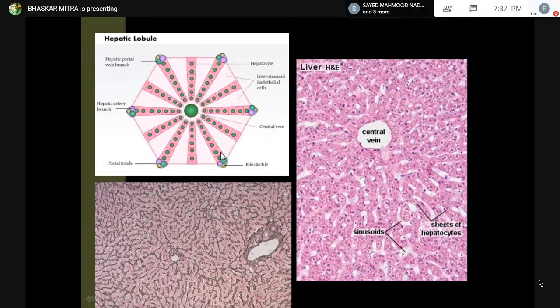Now, to objectively prove that there is a disturbance in the architecture of the liver, the reticulin stain is very important. Once the architecture of the liver is destroyed or disrupted, this reticulin framework gets disrupted first.